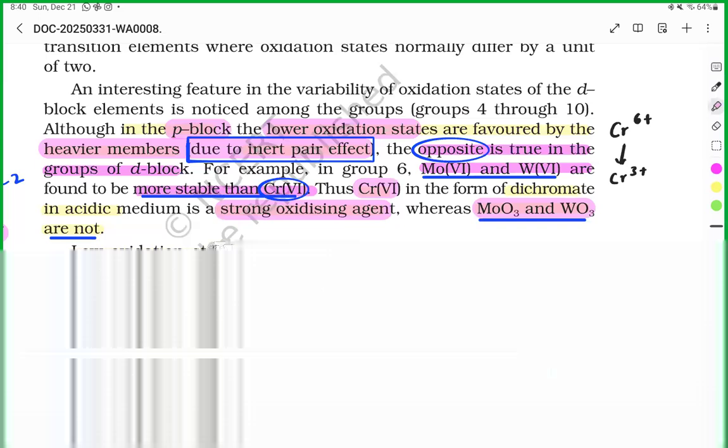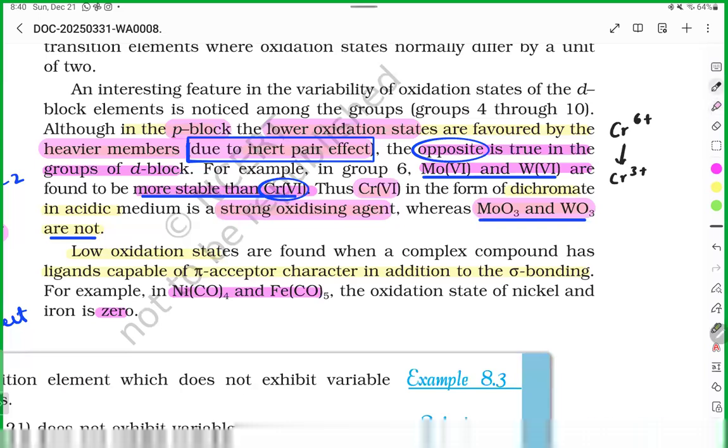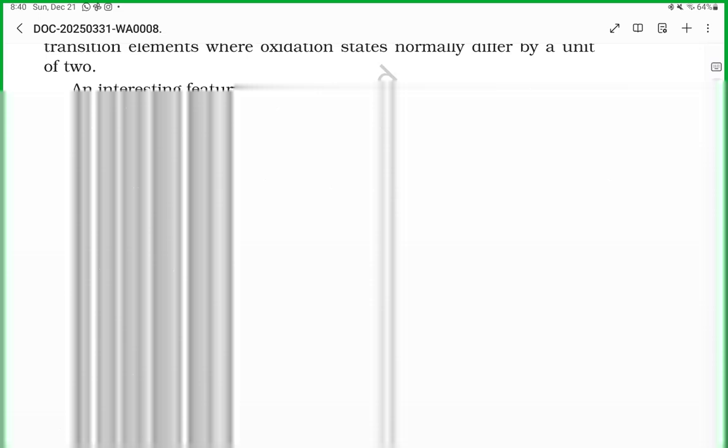There are some elements that can form lower oxidation states, as you can see here. Both nickel and iron, or even manganese, can show zero oxidation state here. Reason: strong ligands will make it stable.